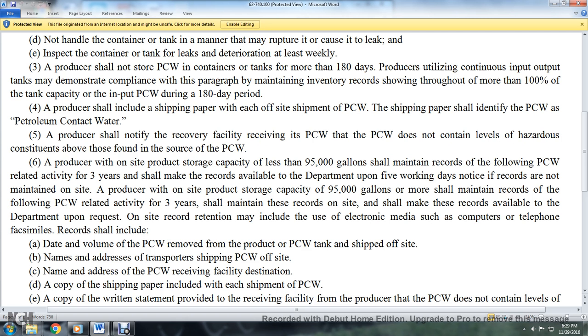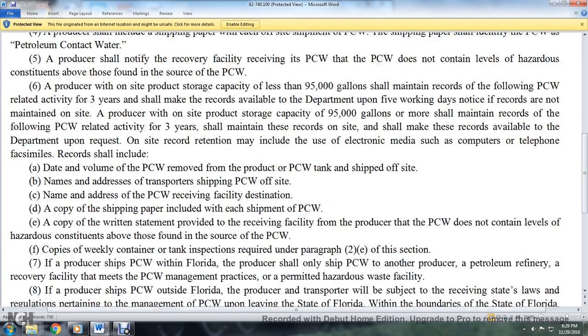They shall maintain the records on-site and shall make the records available to the department upon request on-site. The record retention may include electronic media such as computers. The records should include: A. The date and volume of the petroleum contact water removed from the petroleum contact water tank that was shipped off the site. B. Name and address of the transporter shipping the petroleum contact water off-site. C. Name and address of the petroleum contact water receiving facility destination.